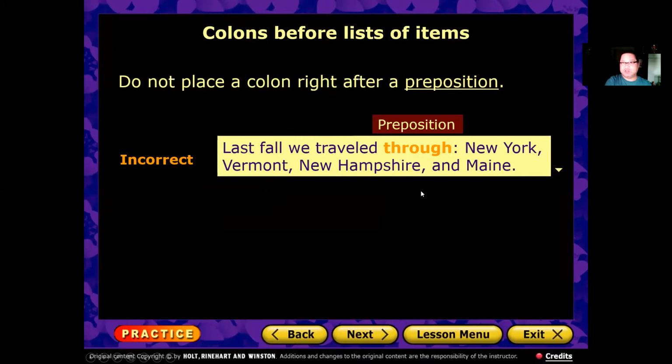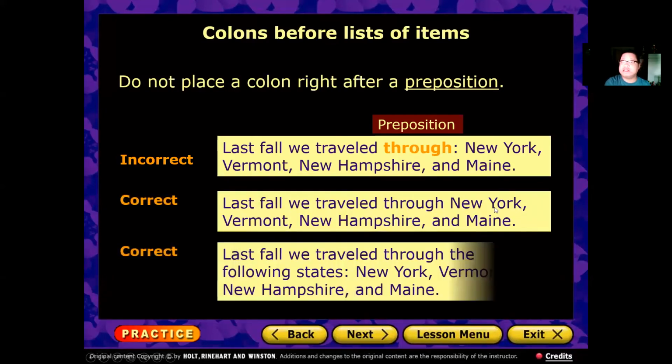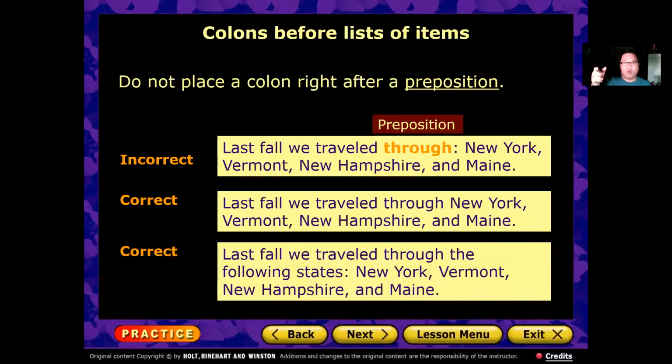Prepositions. Prepositions like in, on, at, between, through, under, up, down. These are actually prepositions, okay? Last fall, we traveled through. The word "through" is a preposition, so therefore, a colon is not necessary here, okay? No punctuation is needed, but since we are enumerating different states, we use a comma for each state. So New York, Vermont, New Hampshire, and Maine.